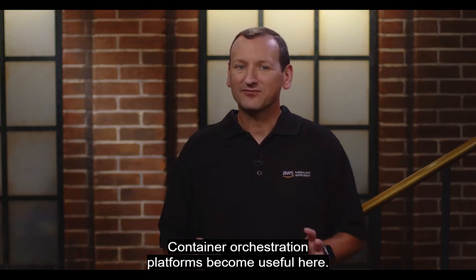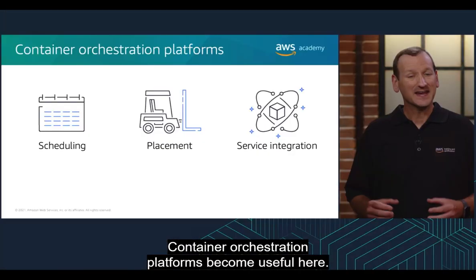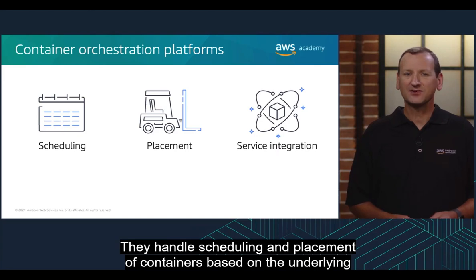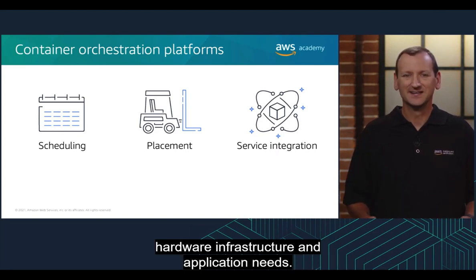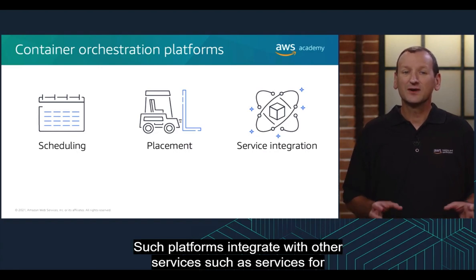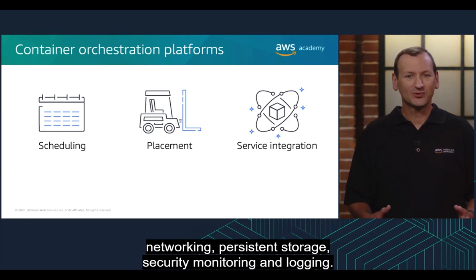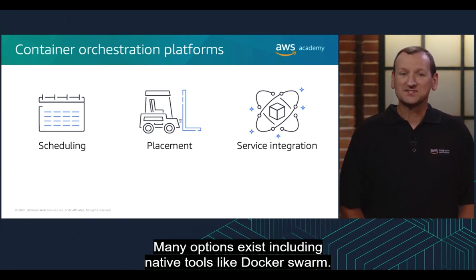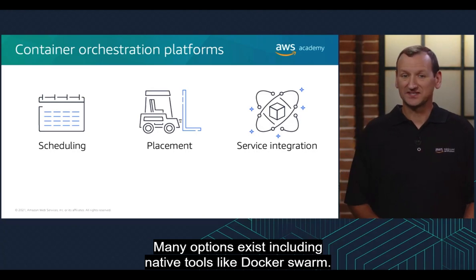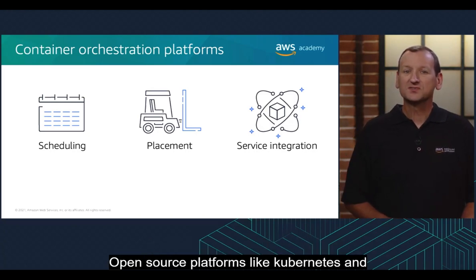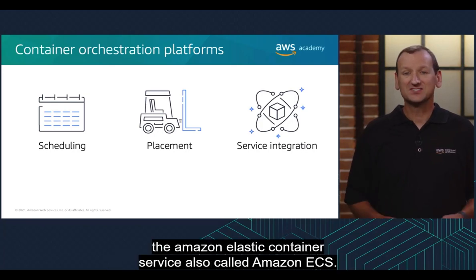Container orchestration platforms become useful here. They handle scheduling and placement of containers based on the underlying hardware infrastructure and application needs. Such platforms integrate with other services, such as services for networking, persistent storage, security monitoring, and logging. Many options exist, including native tools like Docker Swarm, open source platforms like Kubernetes, and the Amazon Elastic Container Service, also called Amazon ECS.